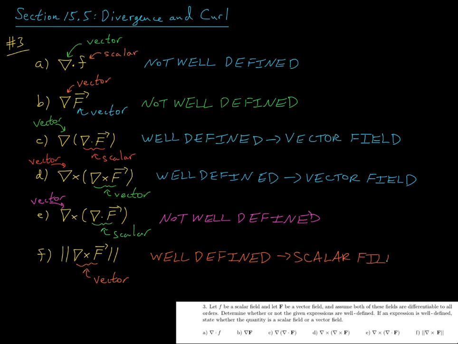And if you think about what this is going to look like, when you take the curl of a vector field, you get another vector whose components are functions of x, y, and z. And then if I take the magnitude of that, that's just going to be the square root of the sum of the squares of those components. So that's going to give me a function of 3 variables. In other words, I'm going to get a scalar field out of that.